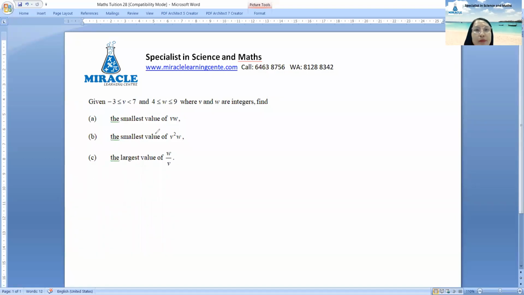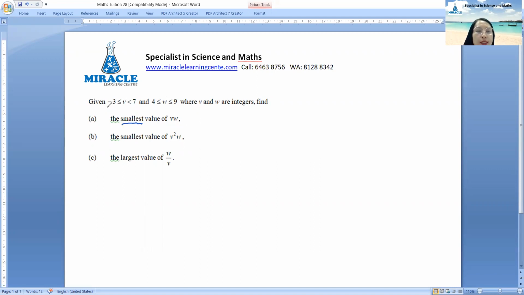Let us look at this maths question. Given that V is between -3 and 7, and W is between 4 and 9, where V and W are integers, find the smallest value of V times W. So you want to take V multiplied by W, and you want the smallest value.